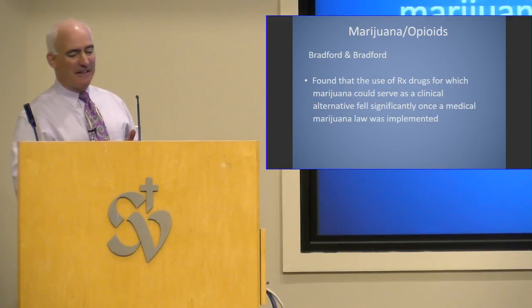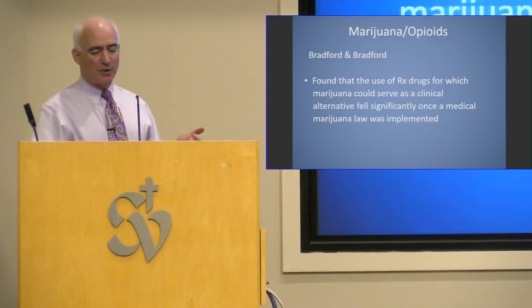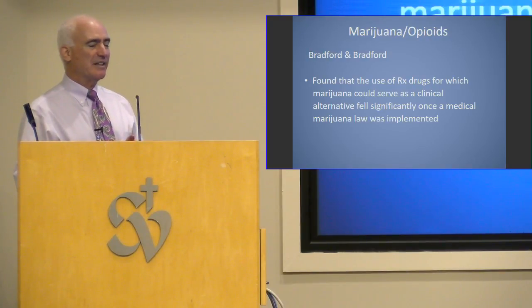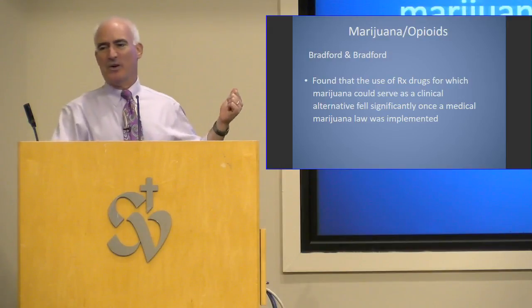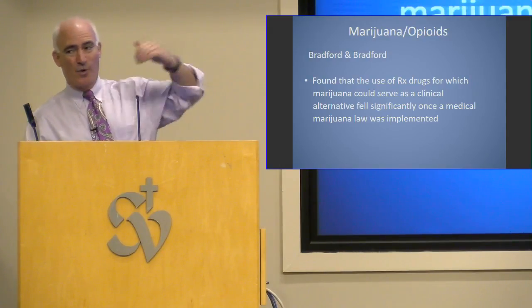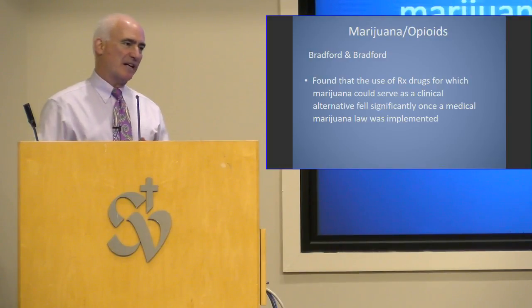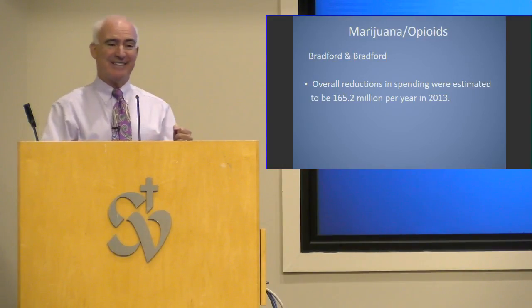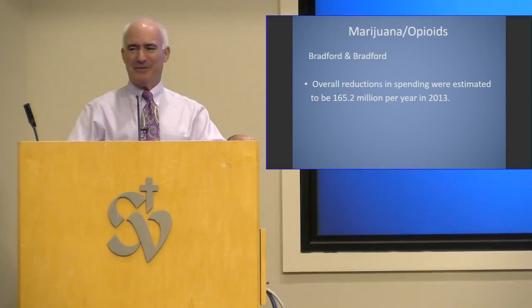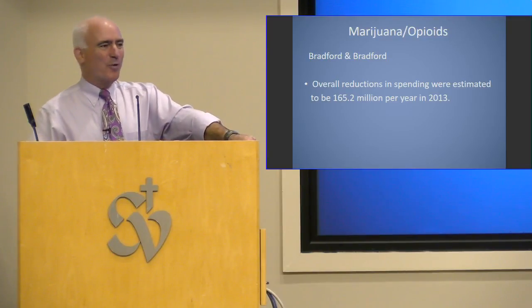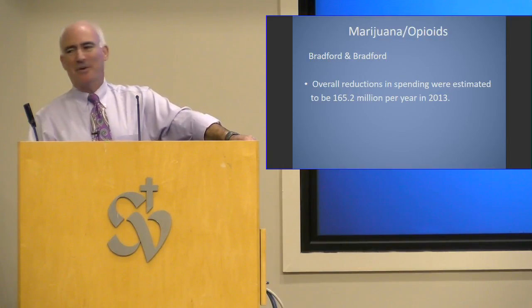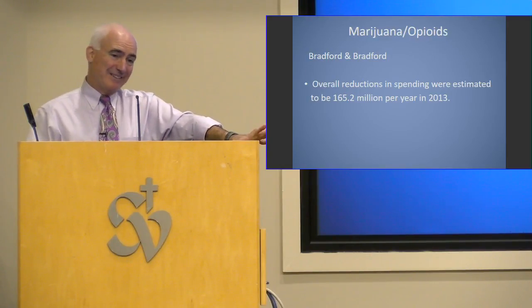What they found here was that prescription drugs for which marijuana could serve as a clinical alternative fell significantly once medical marijuana laws were implemented. So once the laws were implemented, the use of prescription drugs went down significantly. Again, they could track that data. Now it's all about economics. We care about people, but how much money did we save here? Overall reductions in spending were estimated to be $165.2 million per year in 2013. That's a gigantic number.